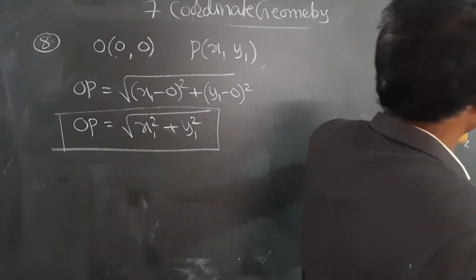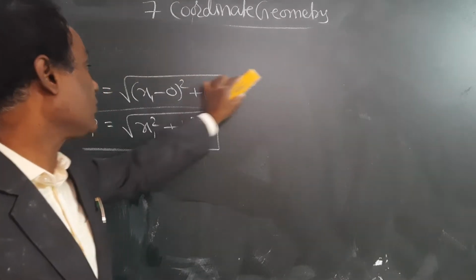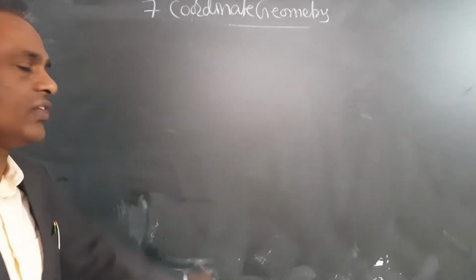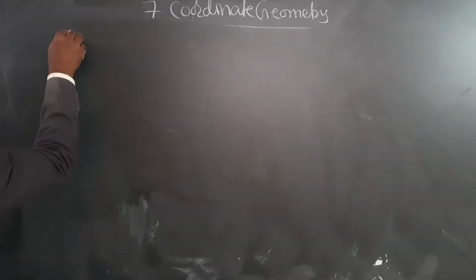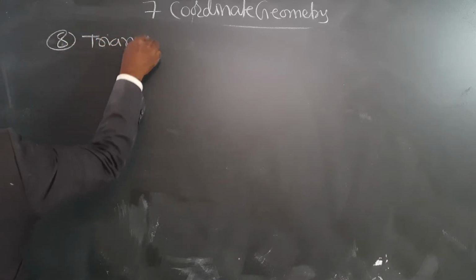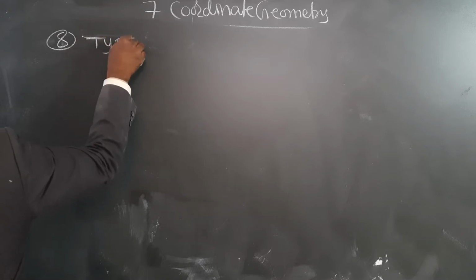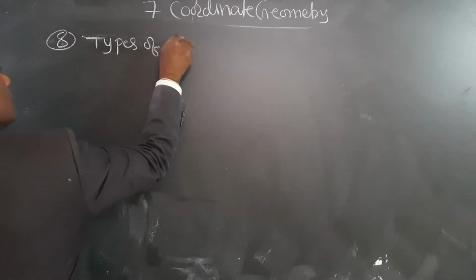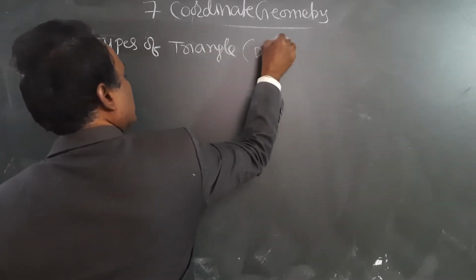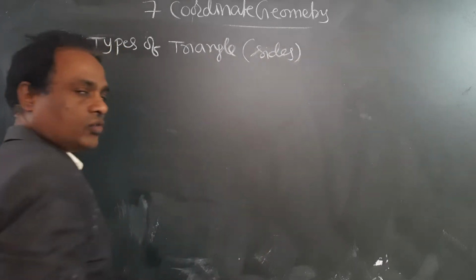Next, see students, using the distance formula we can classify the types of triangles, types of quadrilaterals, like that. So see here, first triangles. Types of triangles as per the distance method, as per the sides.